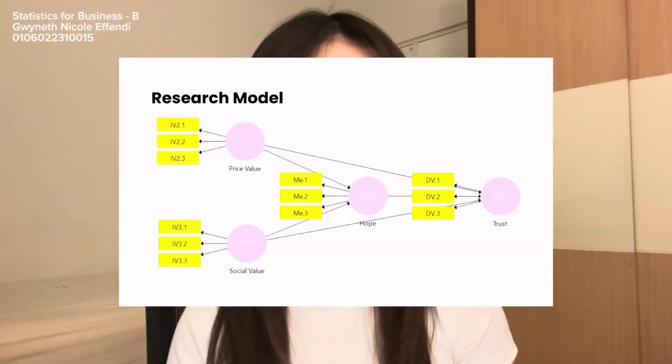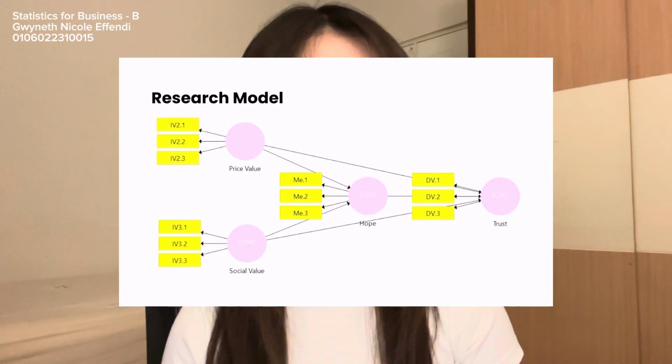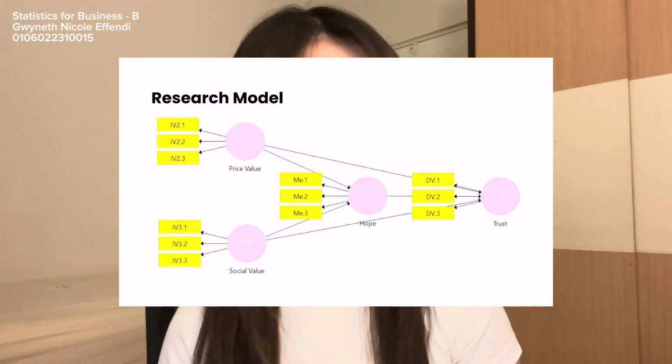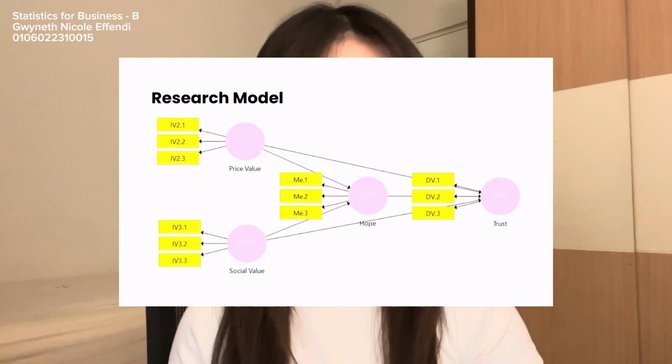As it can be seen on the screen, the first independent variable is price value, the second independent variable is social value, the mediating variable is hope, and the dependent variable is trust. Now we begin with the data analysis. The first test is the outer model test, which evaluates the validity and reliability of the measurement model.